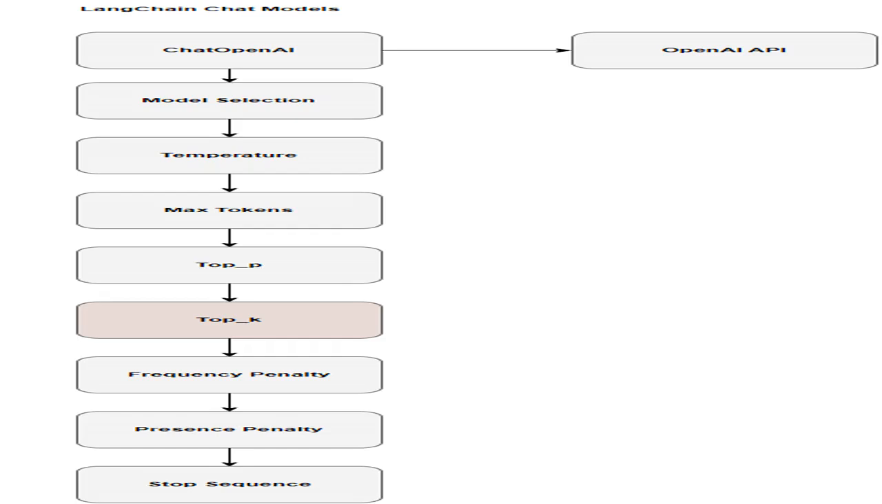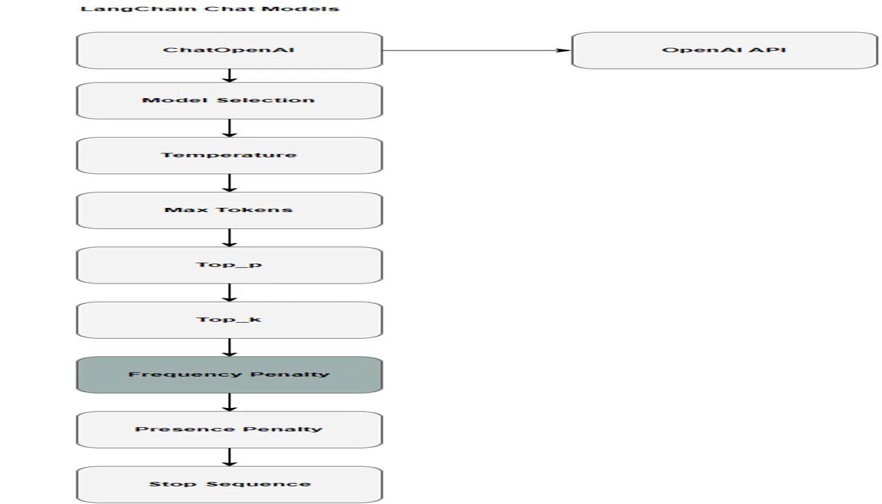Top K, a parameter that controls the diversity of the generated response using top K sampling. Selects the top K most probable tokens for generation, encouraging a wider range of potential responses. ChatOpenAI, data flow, outgoing: provides the top K sampling parameter to ChatOpenAI for passing to the OpenAI API.